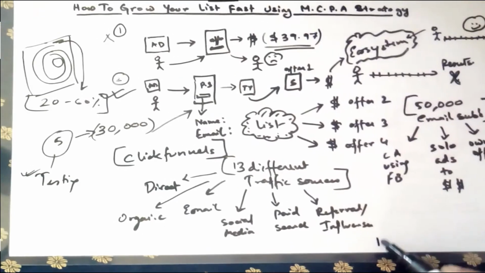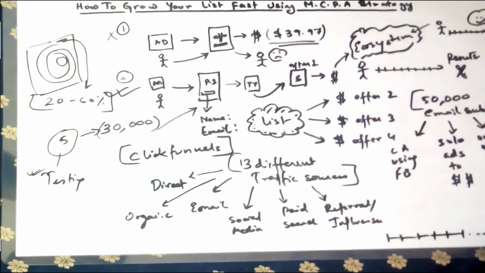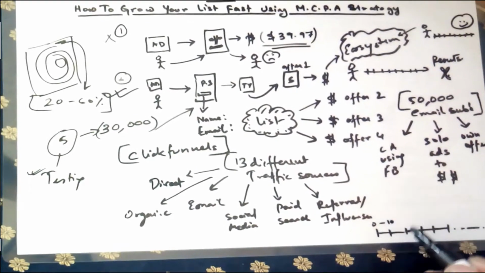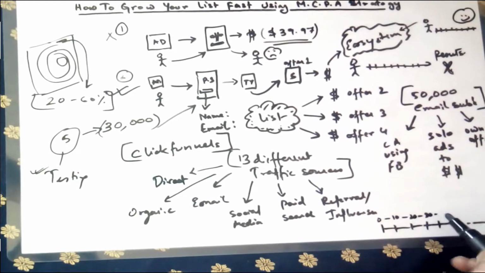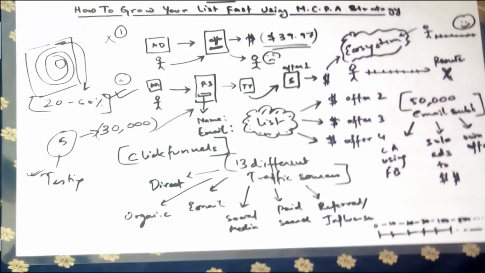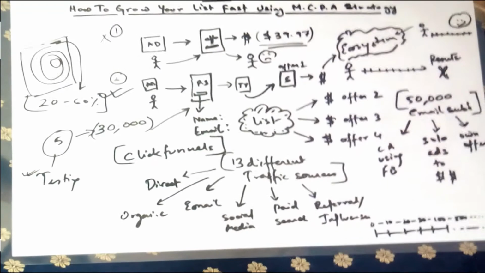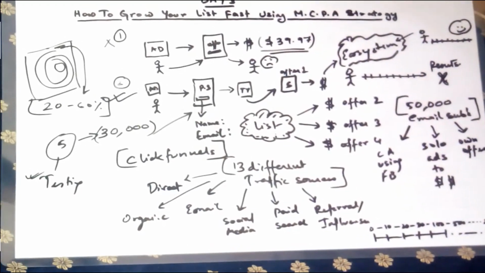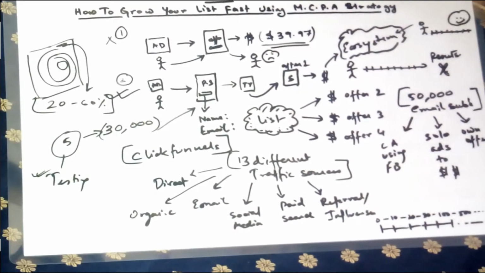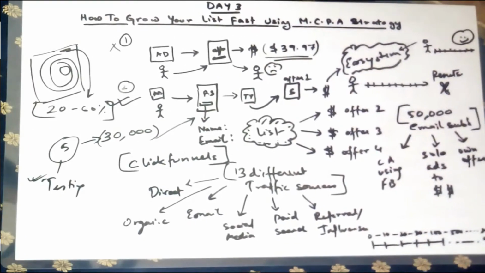Imagine this. You started with day 1, day 2, day 3, day 4, day 5, day 6, and so on till 90 days. You have 0 subscribers. Later you might get 10, 20, 30, 100, 500, 30,000. Imagine this. You are going to leverage all this traffic. If you don't have money to spend on ads, there are millions of sources that you can tap into while creating a retargeting pool. You can easily build your list fast using this M.C.P.A strategy.